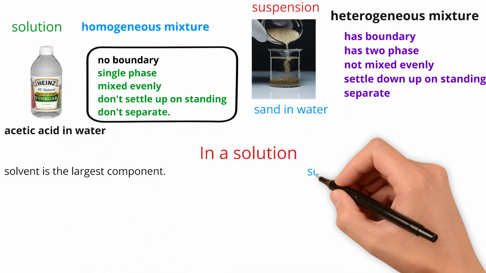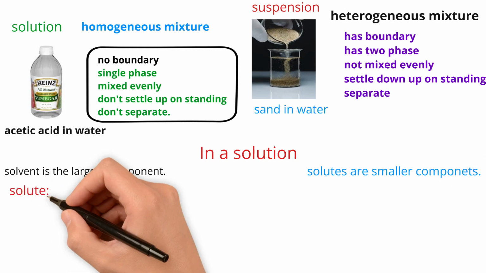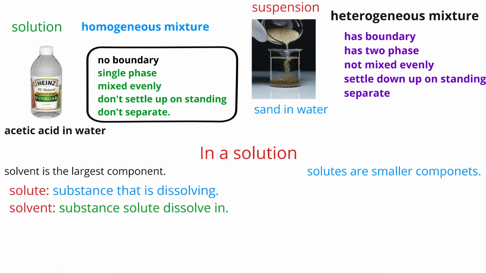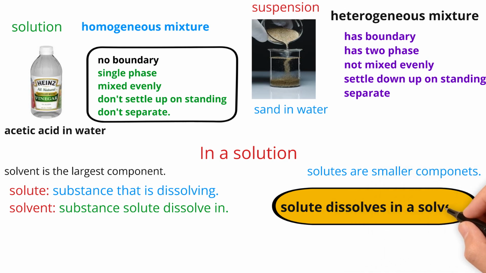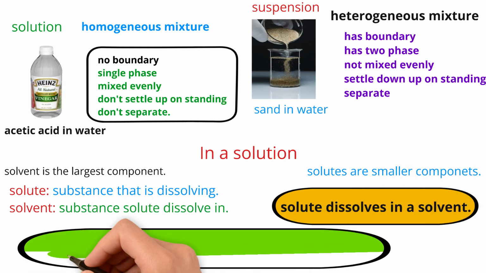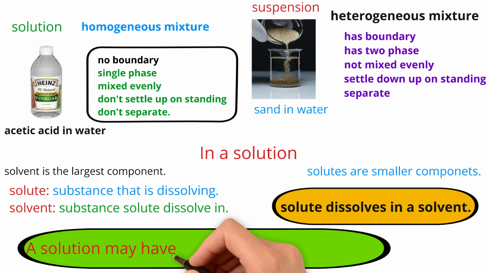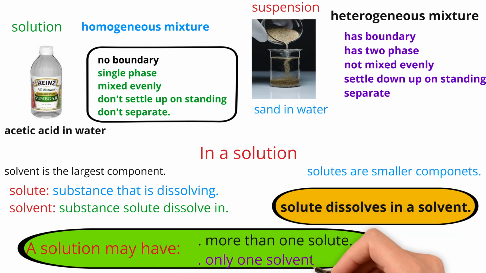Now, in a solution, the largest component is the solvent, and the smallest component is the solute. What is solute? Solute is the substance that is dissolving. What is solvent? It is the substance the solute dissolves in. Therefore, solute dissolves in a solvent to form a solution. A solution may have more than one solute, but it always has only one solvent.